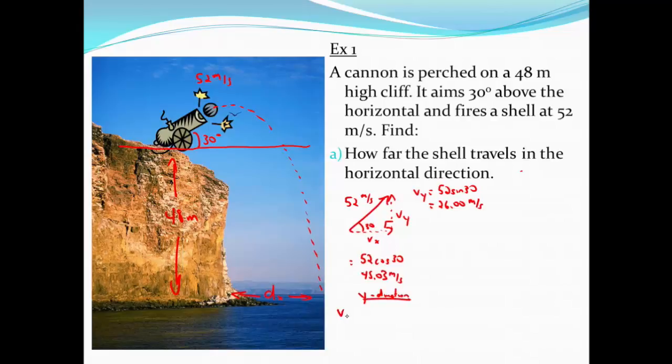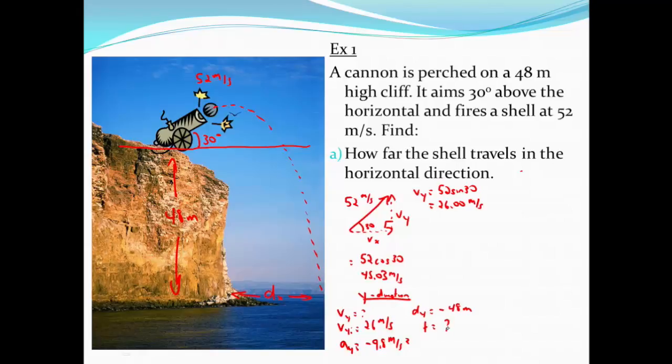Well, we don't know what the final velocity is, but we know that the initial velocity is 26 meters per second. We know that the acceleration in the y is negative 9.8 meters per second squared. We also know that the distance traveled is going to be negative 48 meters. Why negative? Because we're moving down. We've established the cannon at the top of the hill as our base. And finally, we don't know what the time is.